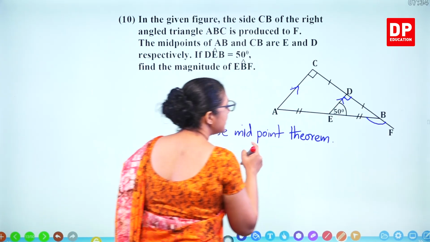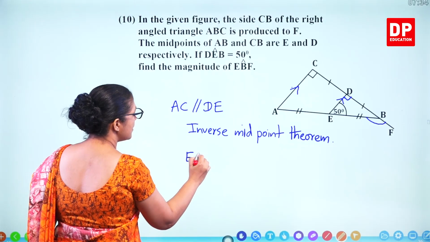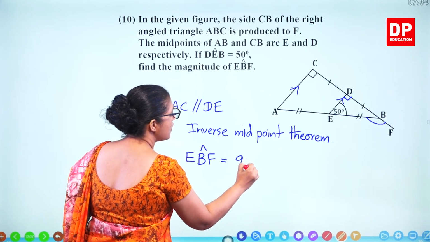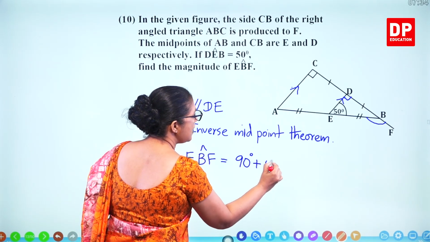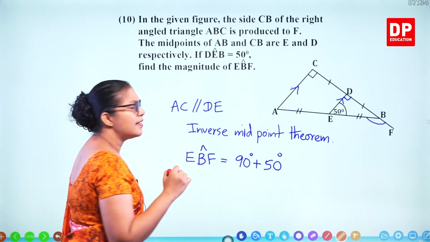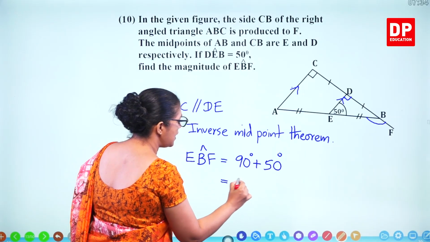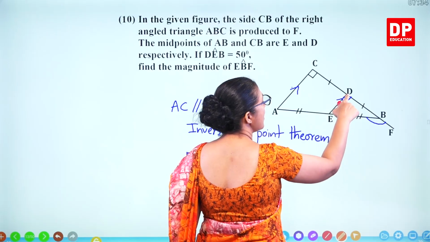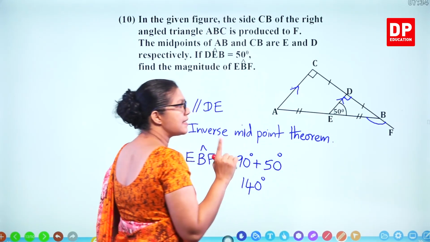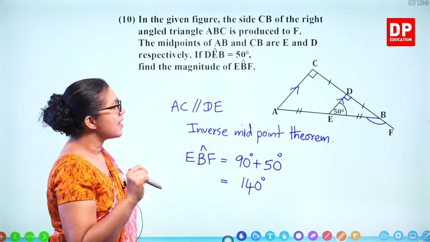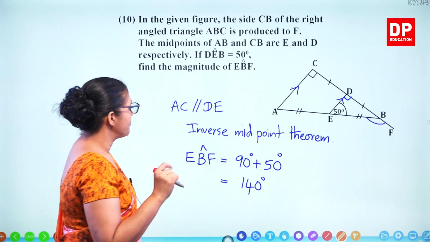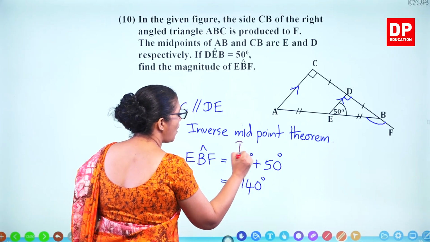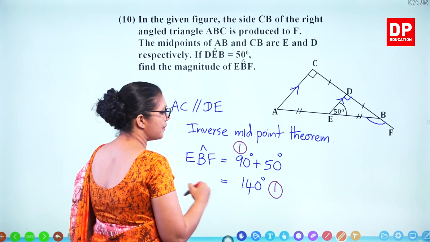So what is this angle? EBF. EBF is equal to the sum of interior angles because EBF is the exterior angle. So 90 plus 50, 140 degrees is this angle. Sum of opposite interior angles is equal to the exterior angle. So identifying this is 90 degrees because of parallel, 1 mark and 1 mark for this step.